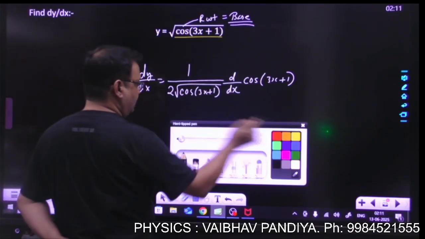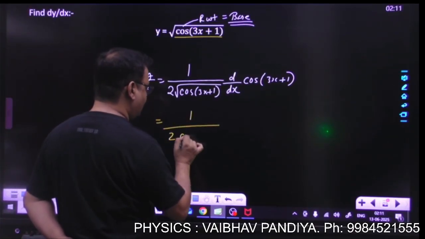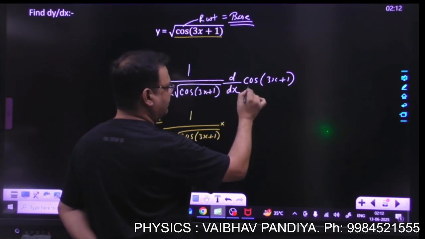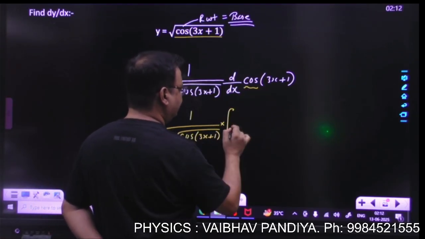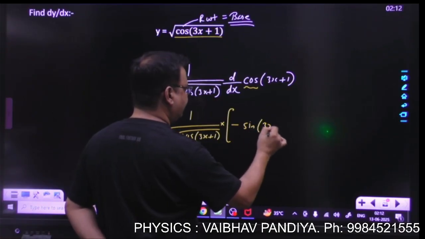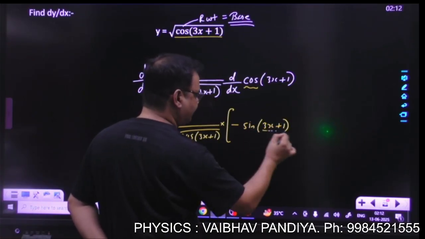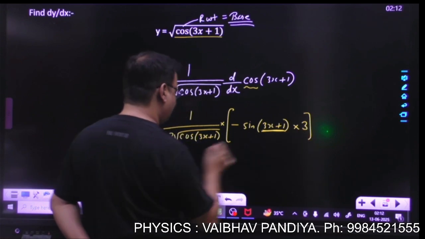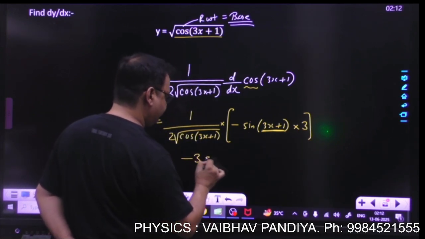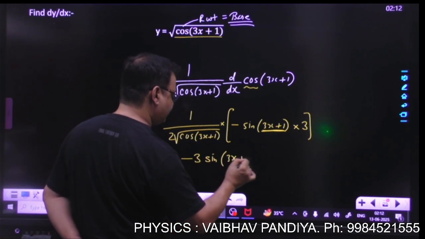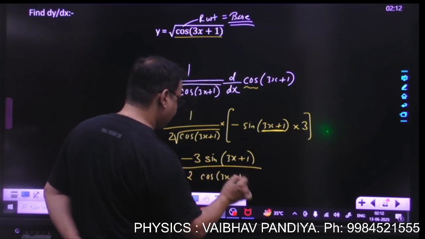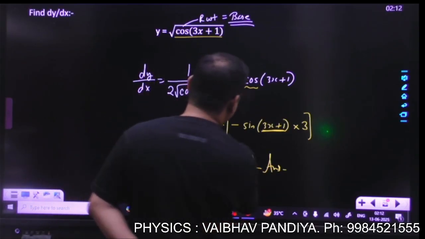Now see, this will be 1 by 2 root cos 3x plus 1. And here also you have to apply the chain rule. So cos will have a derivative of minus sine 3x plus 1, remember? And the argument is still 3x plus 1, so we have to further apply the derivative of the argument. So 3x will have a derivative of 3. So your final answer will be minus 3 sine 3x plus 1 divided by 2 under root cos 3x plus 1. That is your final answer. Got it?